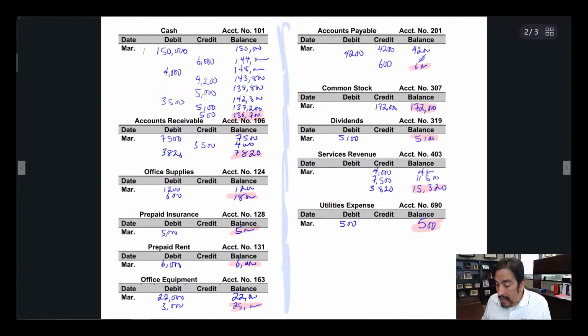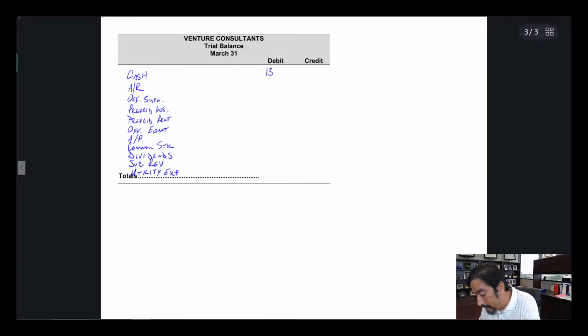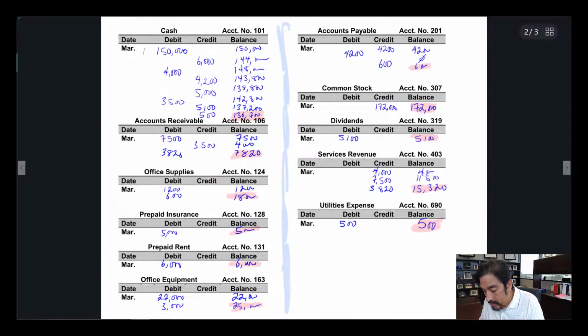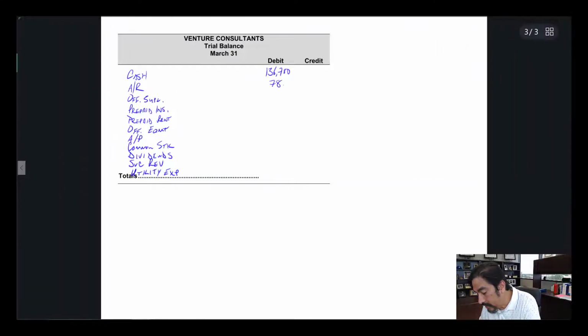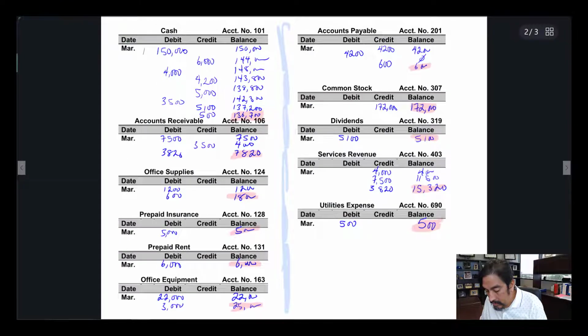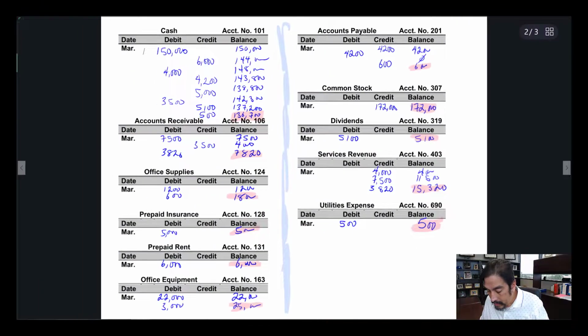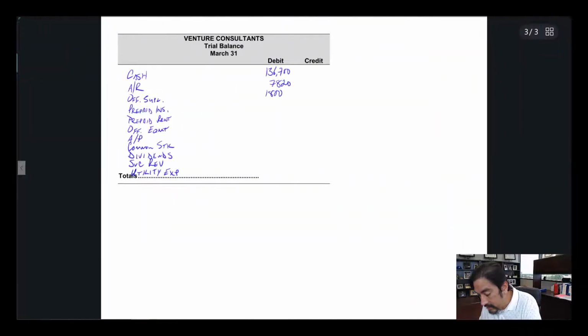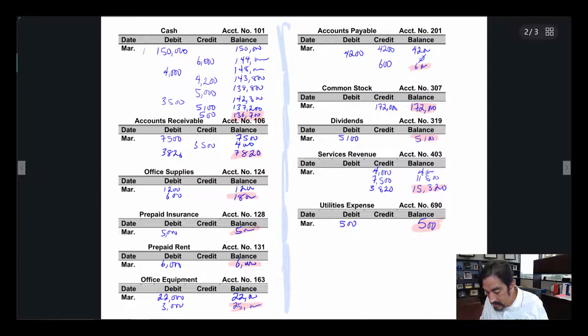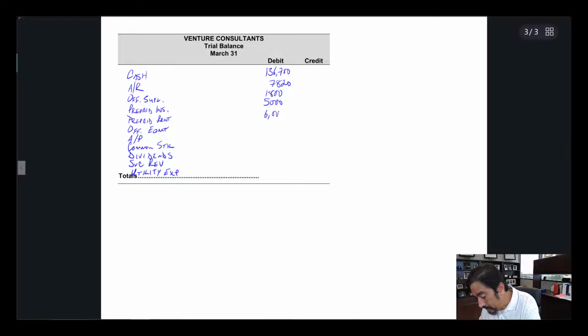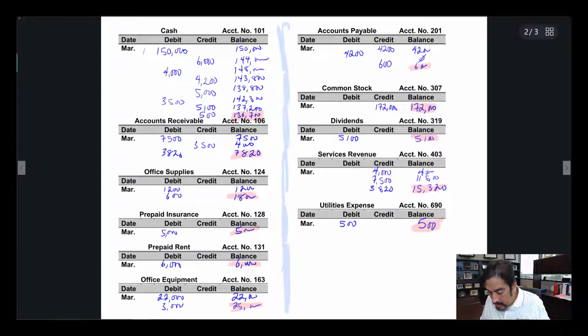And now I'm going to move over those balances. I want to make sure that I'm careful about debit balance and credit balance. So everything here on the asset side is going to have a debit balance. 136,700, 7,820, 1,800, 5,000. Got to make sure that I don't mess up with my bad handwriting. 6,000. And 25,000.